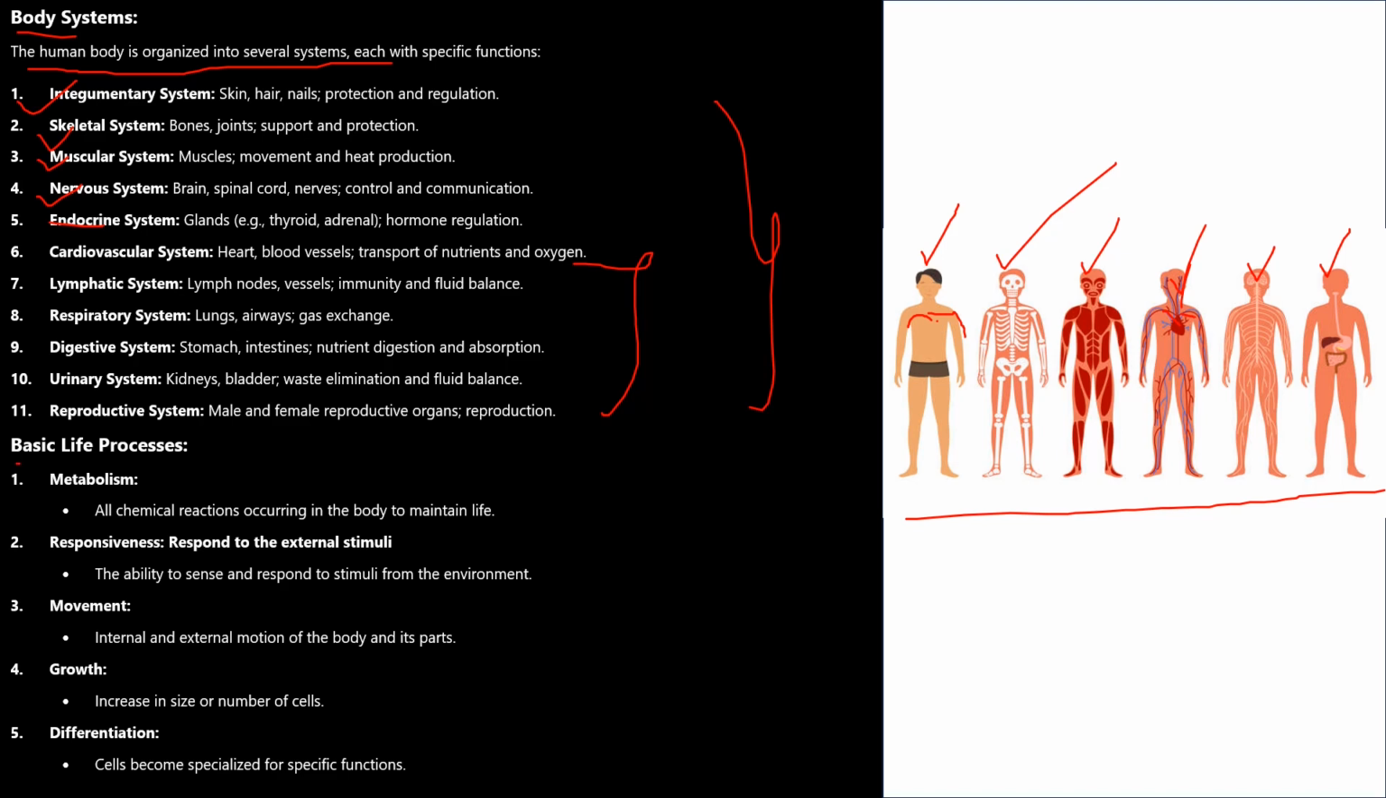Then next we come to the basic life processes. There are actually six life processes: metabolism, responsiveness, movement, growth, differentiation, and reproduction. What is metabolism? As we know, metabolism is all the chemical reactions occurring in the body to maintain life. Metabolism is of two types: one is catabolism and one is anabolism.